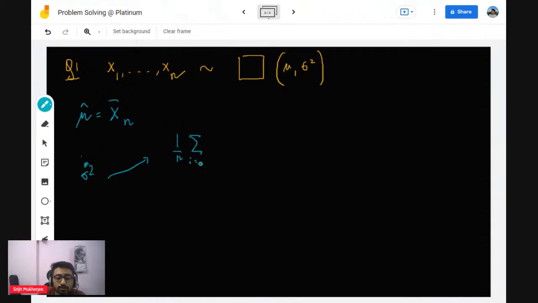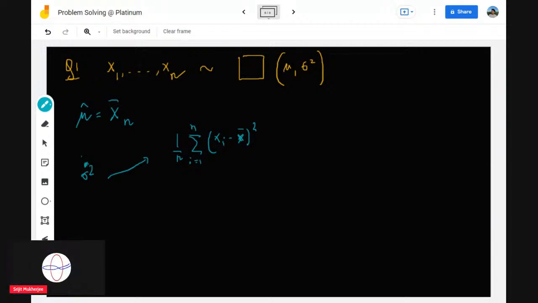What is the MLE of sigma square? Do you know that? Is it the sample variance? There are certain things you should be knowing at this moment of time. Okay, the corrected one. So you're telling me that this is a good estimate. Fine. What other estimates are there? Tell me.